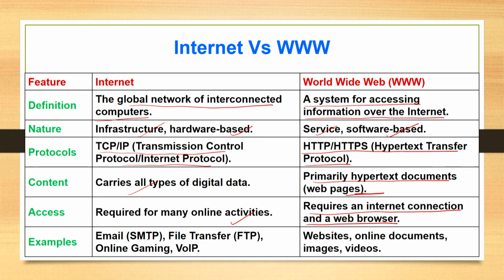Examples of the internet are email that uses SMTP, file transfer protocol, and voice over the internet, that is video conferencing, Skype and Google Hangouts. These are the examples, whereas examples of www are websites, online documents, images and videos.